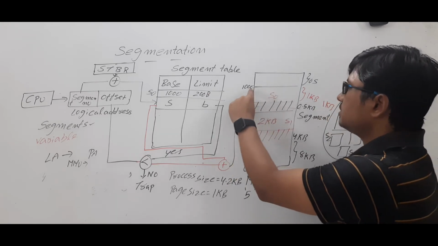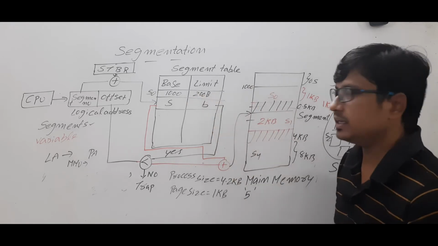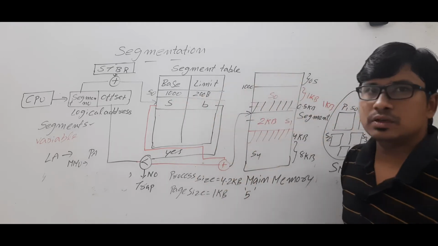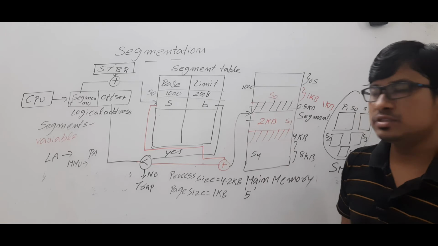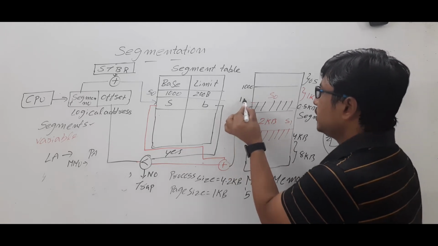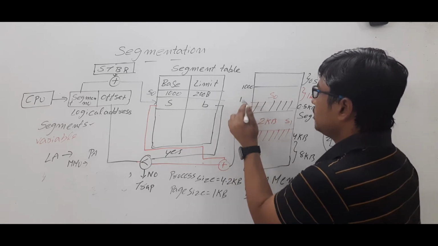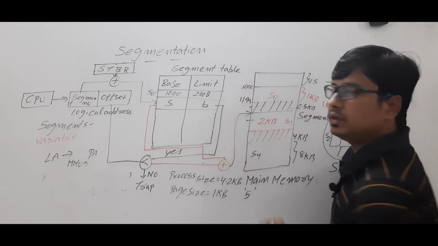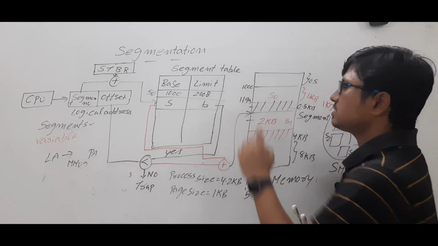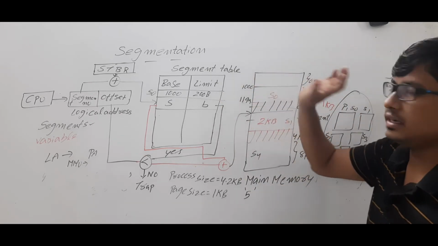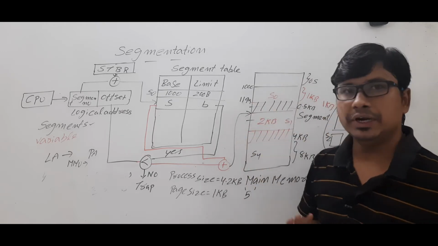So let's consider that segment S0 is 200 bytes and its starting address is 1000, then the ending address will be 1199. So with the help of the base address and size, you will come to know the starting address and the end address of the particular segment.